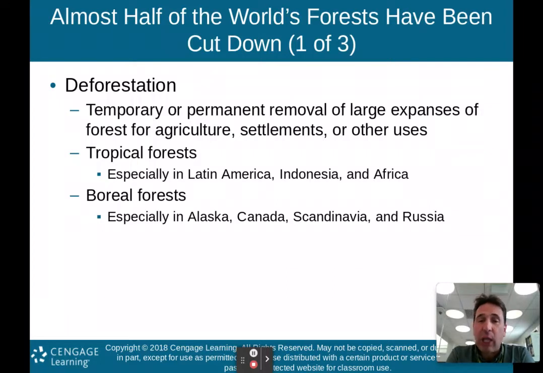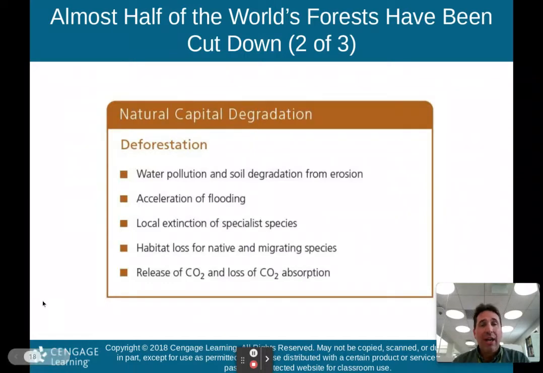The latter for lumber, and the former not only for lumber but to do agriculture, to have areas for farming and for grazing and things like that. So these are the reasons why we're seeing these forests being cut down. And what happens with deforestation, the natural capital degradation that occurs? Well, water pollution and soil degradation from erosion.